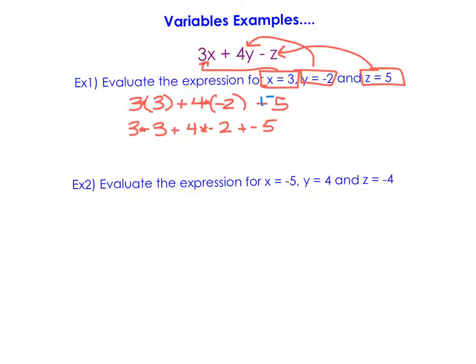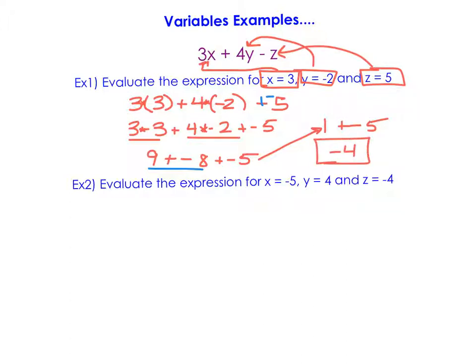And then from here, we know that multiplication comes first, and we go from left to right. So we end up with 9 plus, this becomes a -8 plus a -5, and then we would evaluate from left to right. So 9 plus a -8 is 1, and 1 plus a -5 would be -4. So again, we just substitute in those values and then evaluate according to the order of operations.